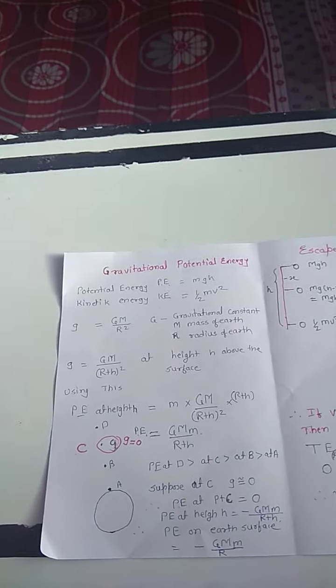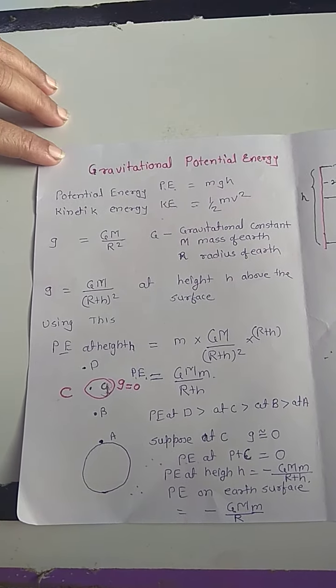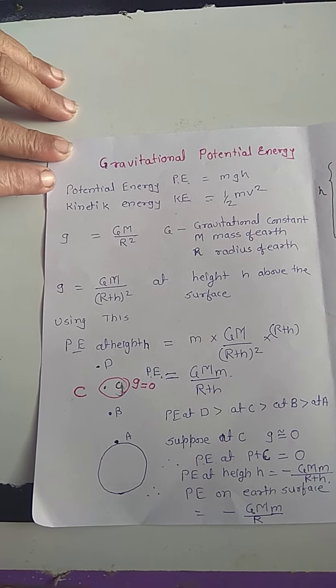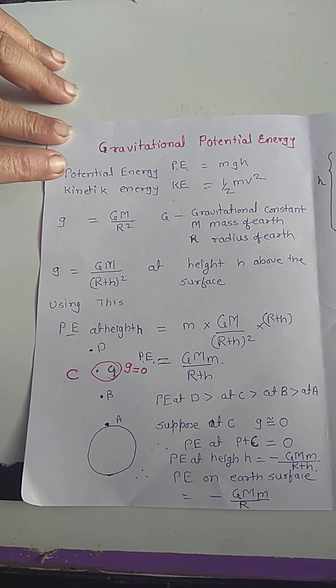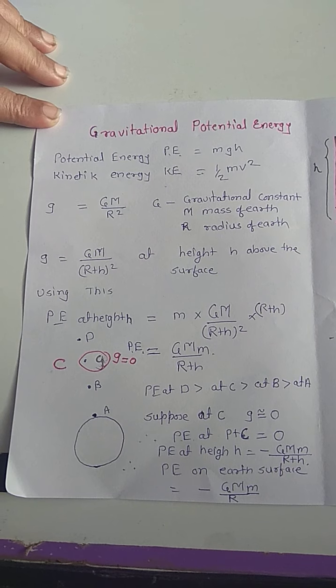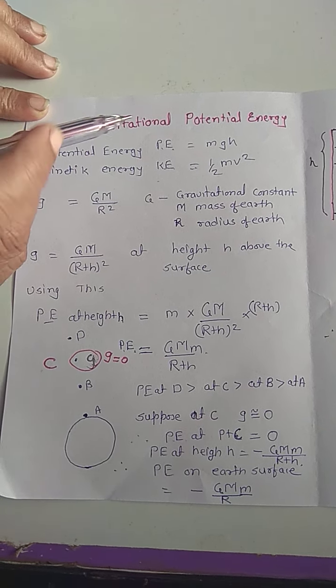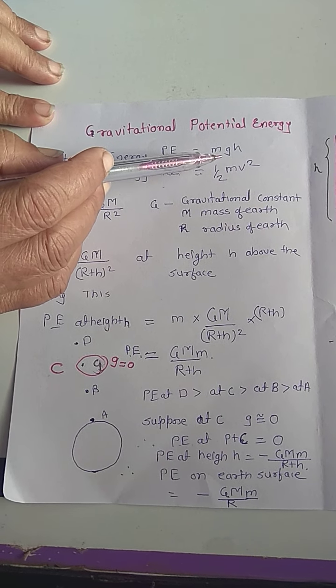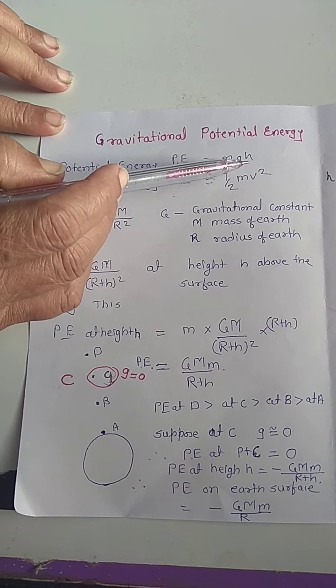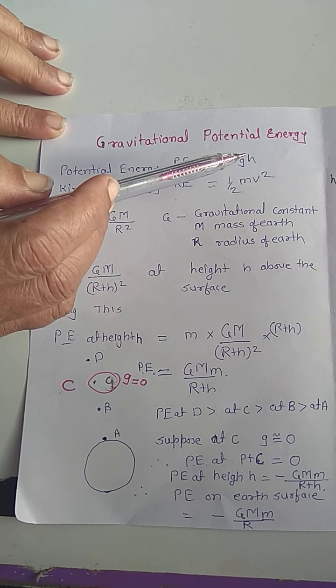Today we are going to learn about gravitational potential energy and escape velocity. For that we recall last year's concept of potential energy and kinetic energy. We know that potential energy of any object is given by PE equals mgh, where m is the mass of the object, g is gravitational acceleration and h is the height of the object.